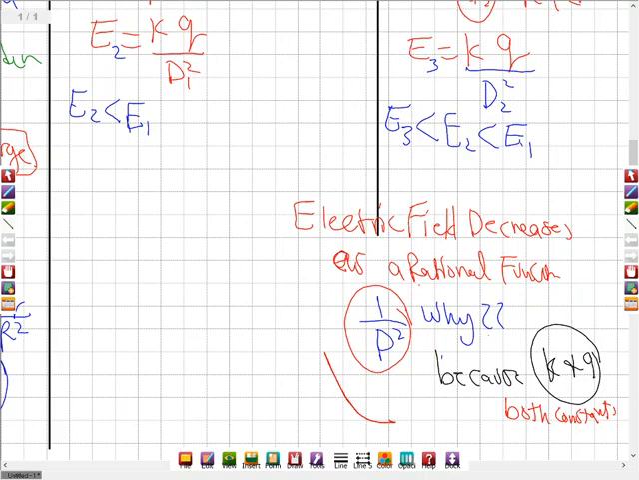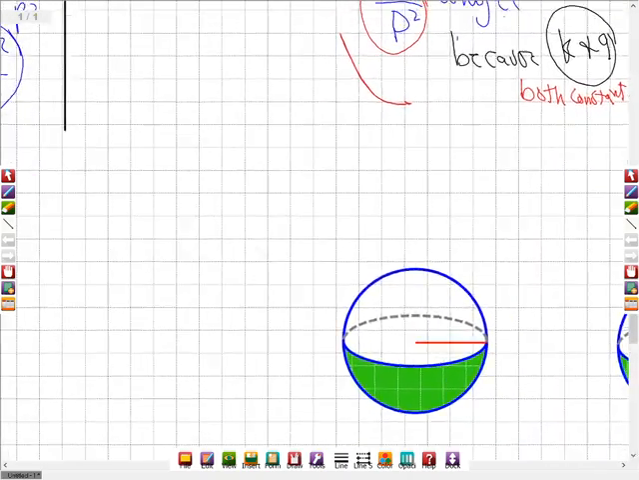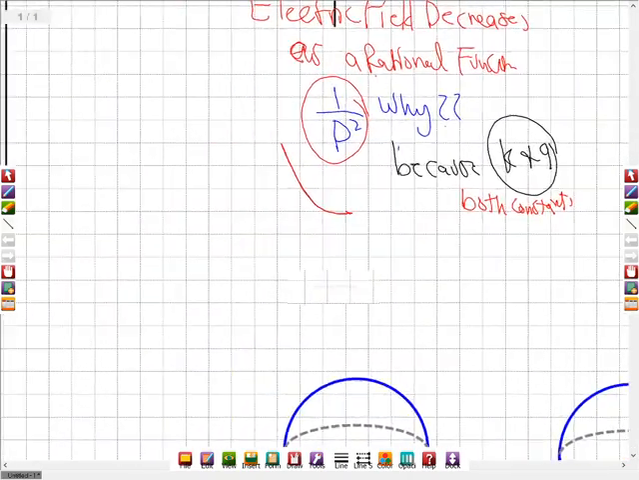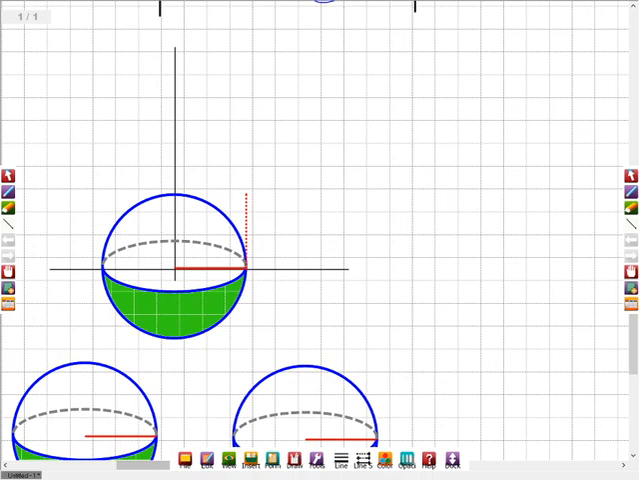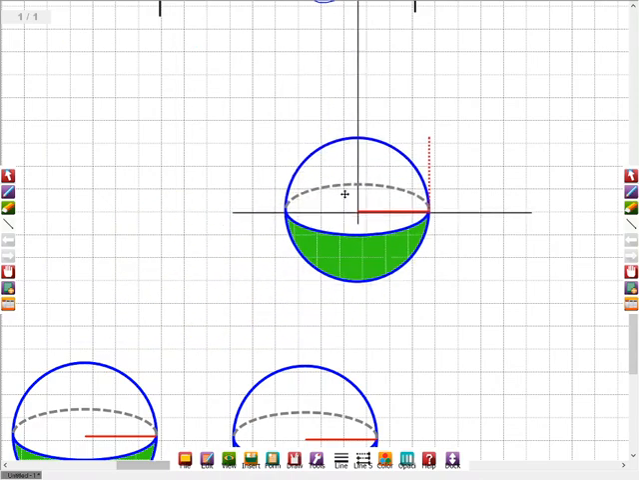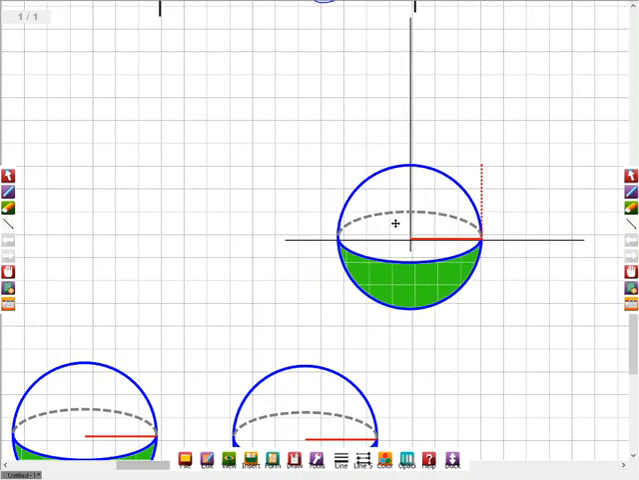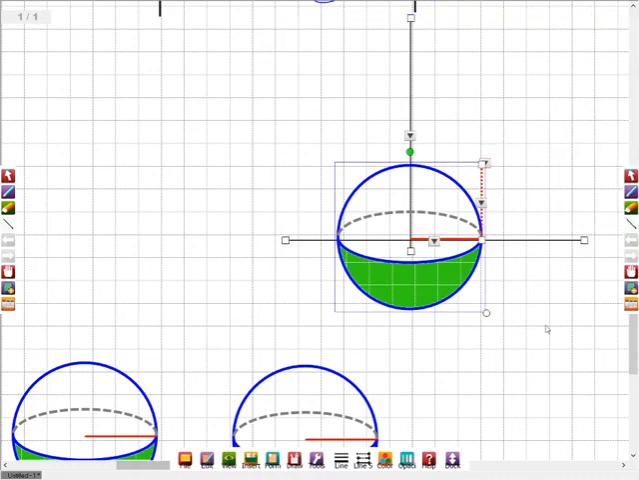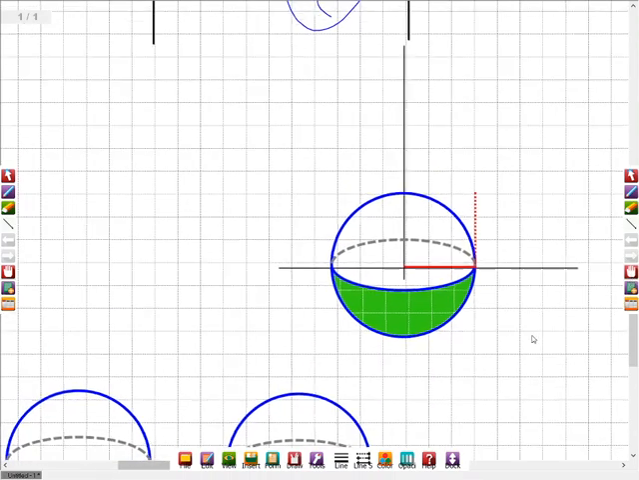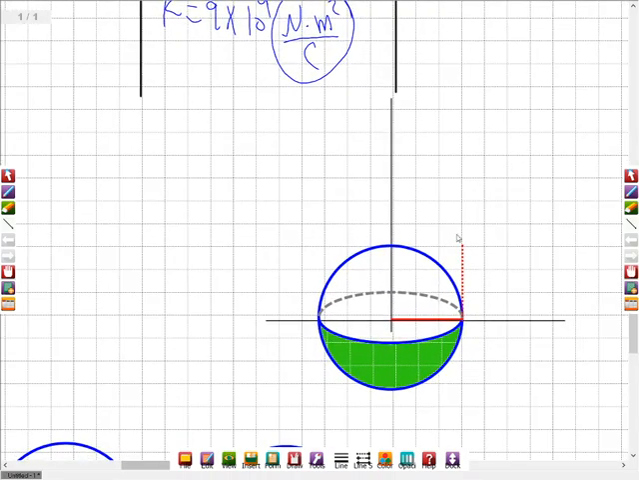Let us graph the relationship between these quantities. I'm going to bring the graph here and explain it now. We said this is my sphere.